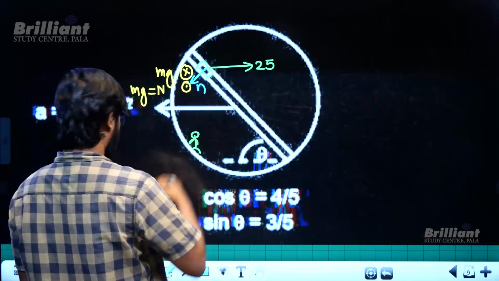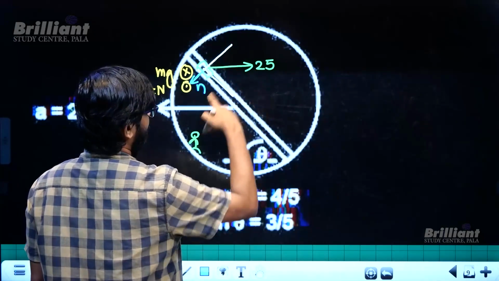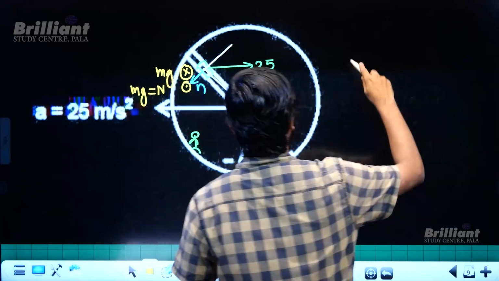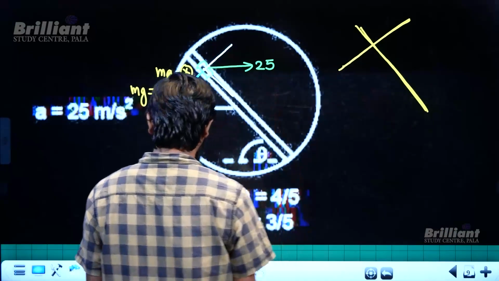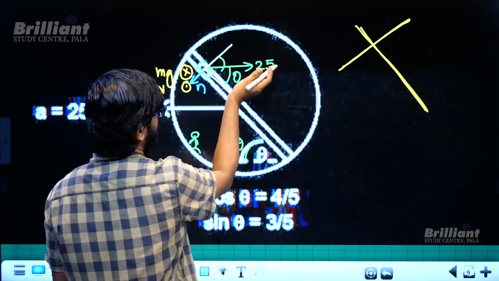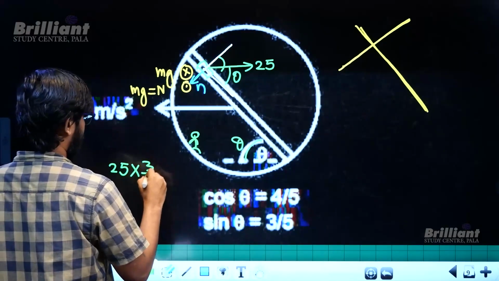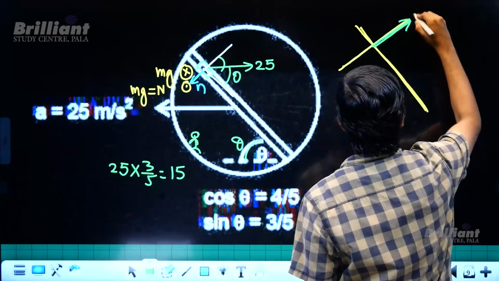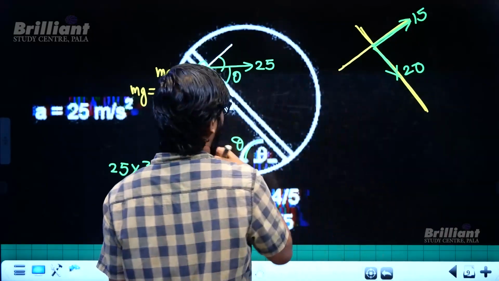Now this normal is going to be how much? For that I will be resolving this 25. I will be resolving all the forces along the groove and perpendicular to the groove. So this is perpendicular to the groove and this is along the groove. When I resolve this 25, this angle is theta, and this is 90 minus theta. So 25 sin theta. Sin theta is 3/5, which is 15. So this 25 component is going to be 15 in this direction and it is going to be 20 in this direction.